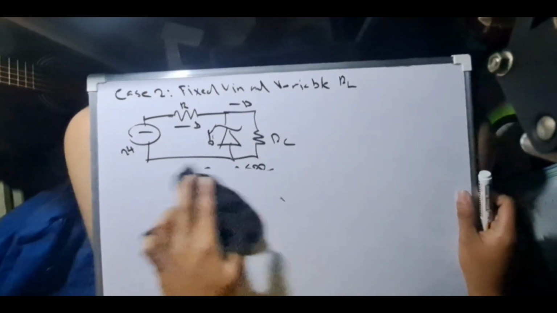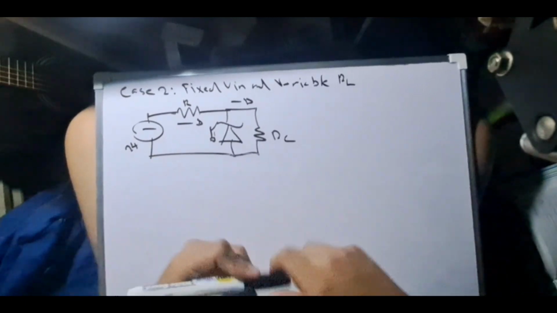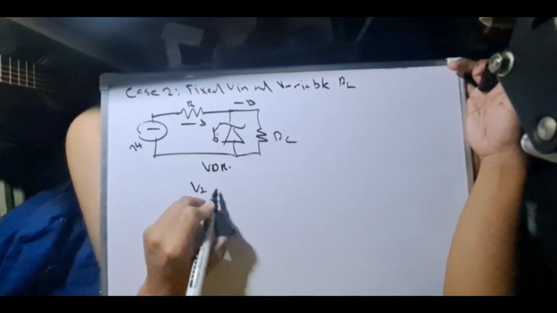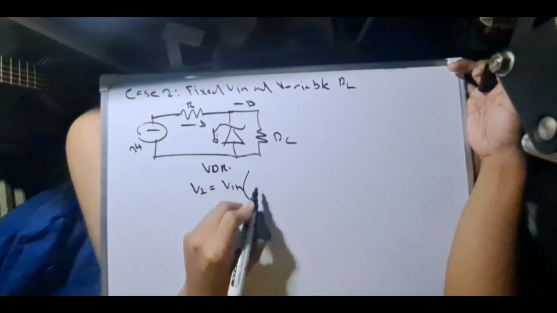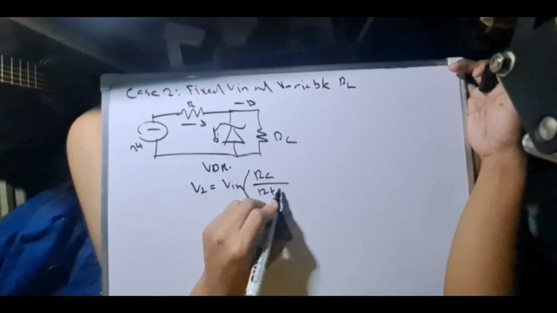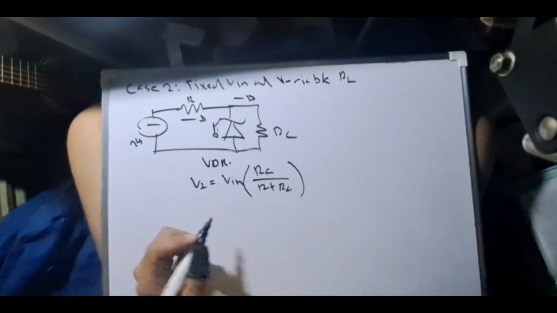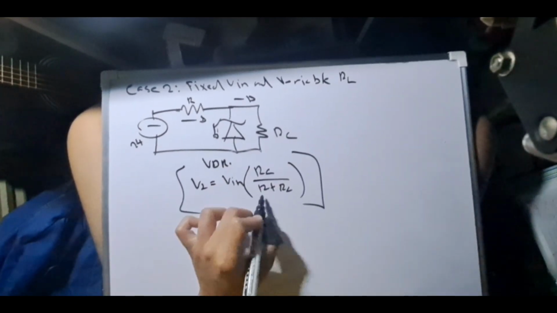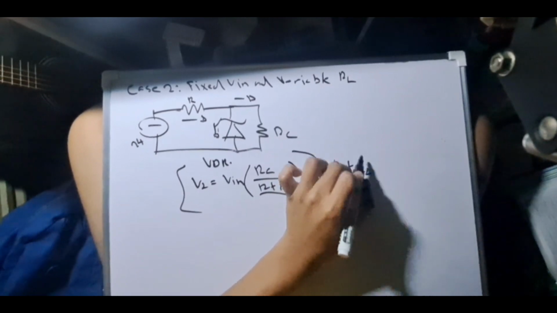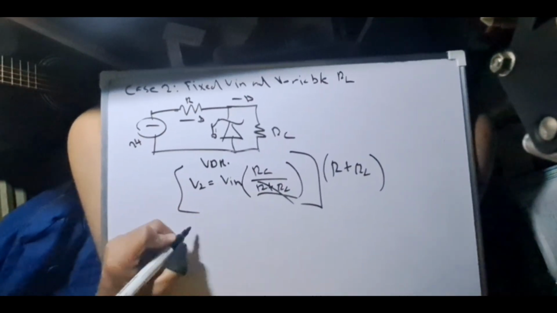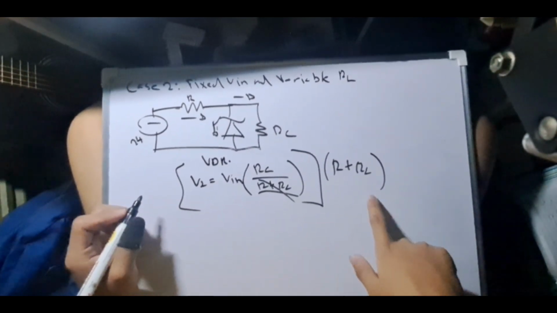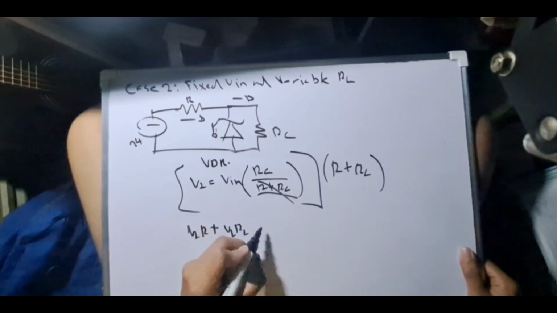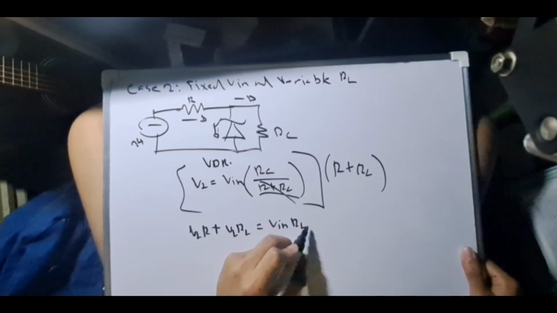So to do that, let's use voltage divider first to get VL. VL is equal to Vin times RL over R plus RL. But what we are solving for here is RL. So let's multiply both sides by the denominator, R plus RL. So we have VLR plus VLRL is equal to Vin RL.